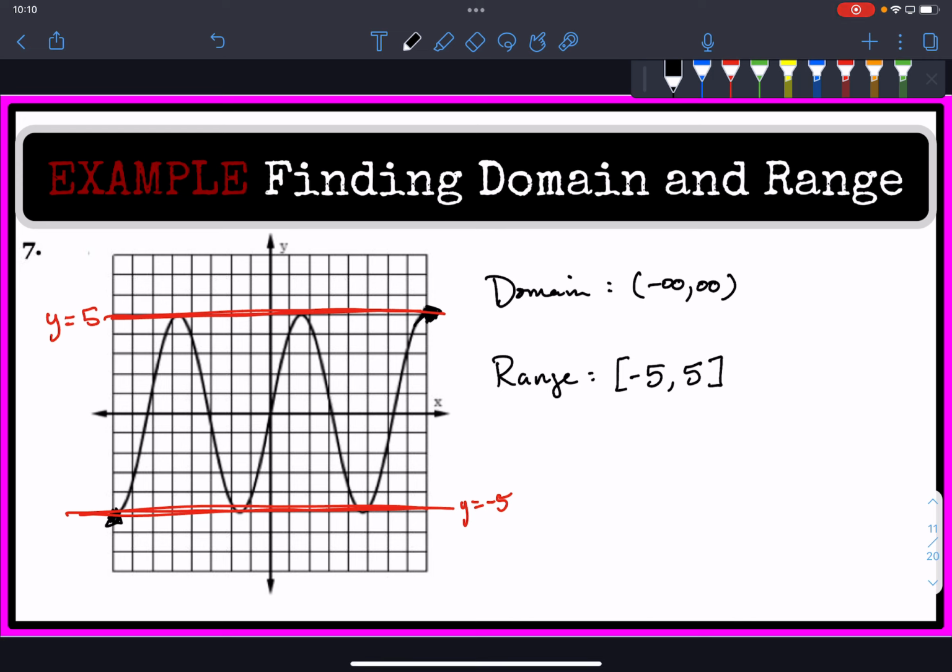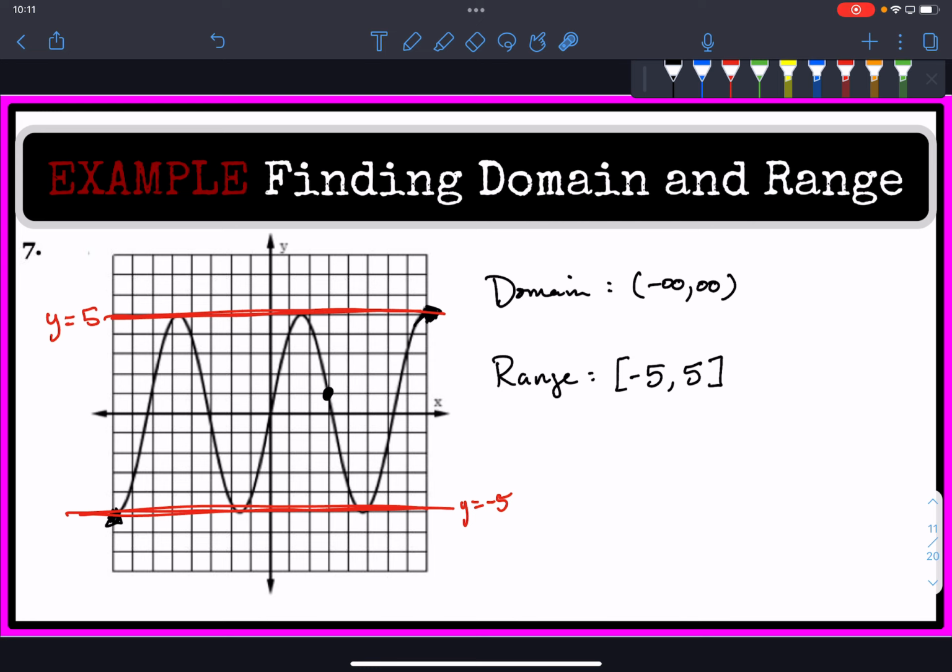Now anytime we're looking for the domain and range, what we're basically looking for is all of the possible y values and all of the possible x values for this function. If I pick any point on the graph, like that one right there, I know that the x value is going to be any number from negative infinity to positive infinity. And I know the y value is going to have to be a number between negative 5 and positive 5. That's what we're focusing on, the purpose of identifying the domain and range.